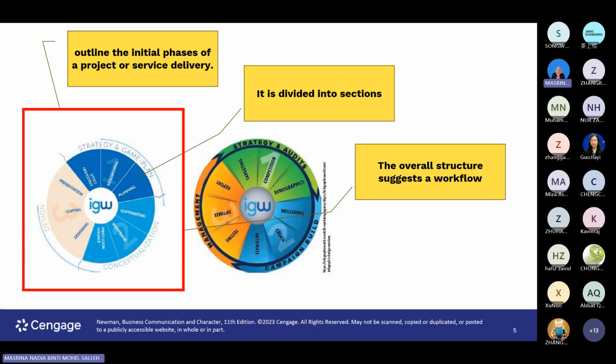Basically the overall structure suggests the workflow that moves from the strategic planning to the conceptual development and finally to the design. So this one is the first phase, and then conceptualization and design. That is how they are showing the workflow of the services.